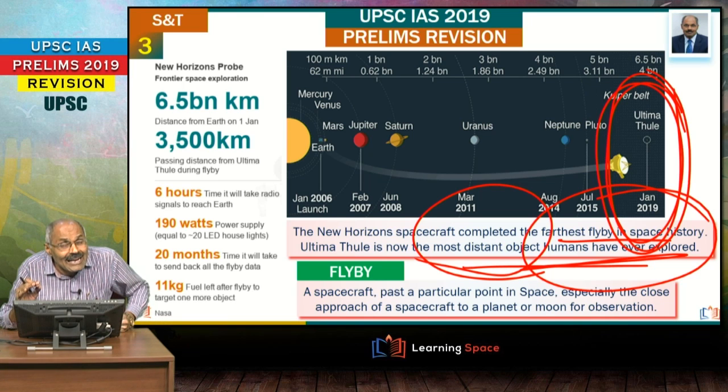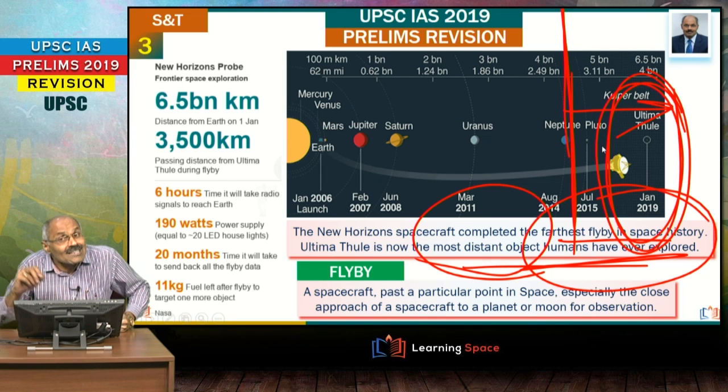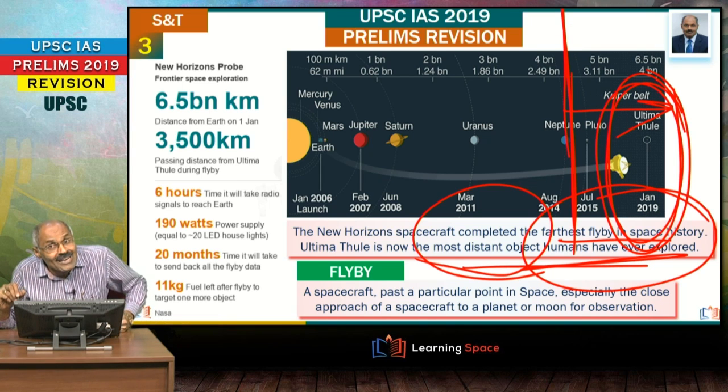And friends, please don't forget, this Ultima Thule is in the Kuiper belt. The Kuiper belt is the belt where the dwarf planet Pluto is, and this is the belt beyond Neptune. So this is all Kuiper belt, and this object is in the Kuiper belt.